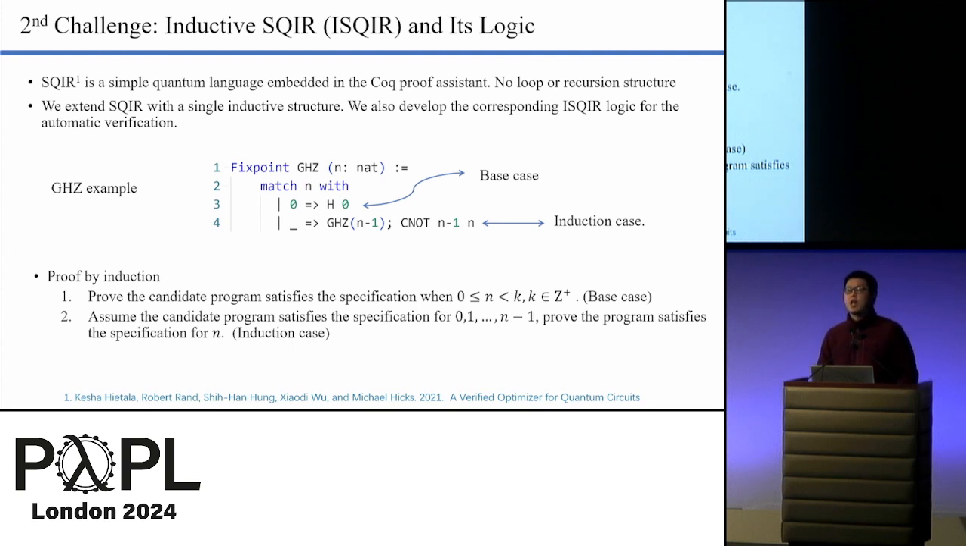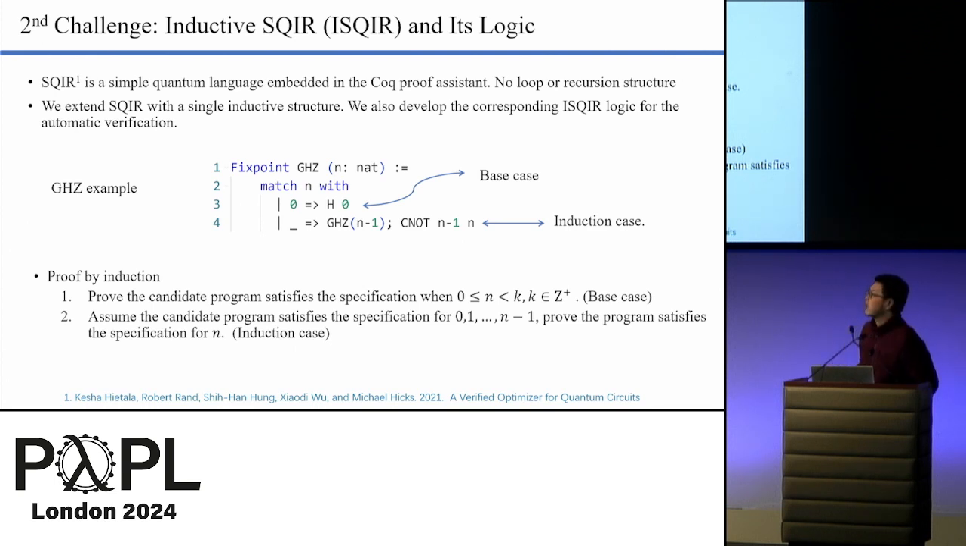And for the second challenge, we need to design a new quantum programming language that includes some loop or recursive structure, and which is still feasible to verify. So we extend an existing language named Squire. Squire is a simple quantum language embedded in the Coq proof system, but there is no loop or recursive structure. So we extended it with a fixed point syntax to make it support some recursive structure. And we also developed a corresponding verification logic for the verification.